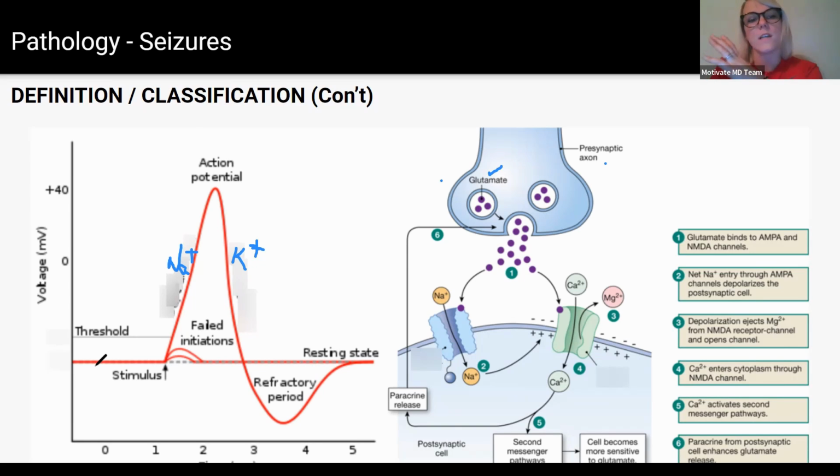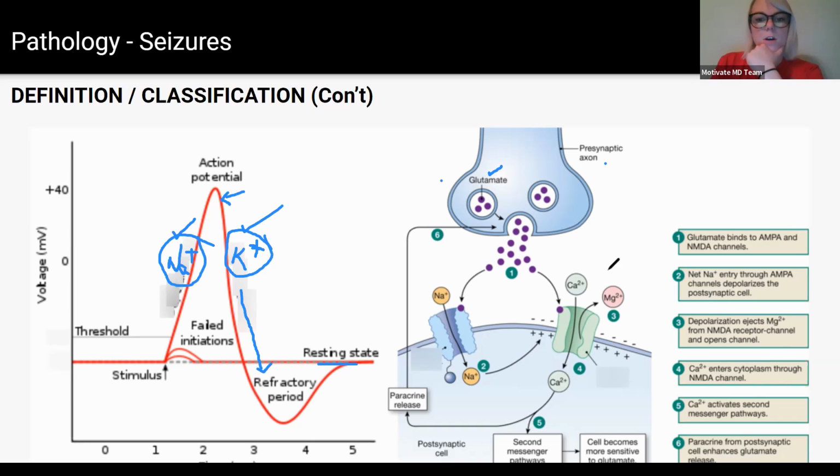So the upward phase of the action potential is primarily due to sodium. Then potassium comes in to take us down to the refractory period. This is when sodium channels are opening, this is when sodium channels are closing about this time, and this is when potassium channels are opening. Then we go down to the refractory period, below the threshold and stimulus, and get back to the resting phase. So this is truly what the action potential looks like.